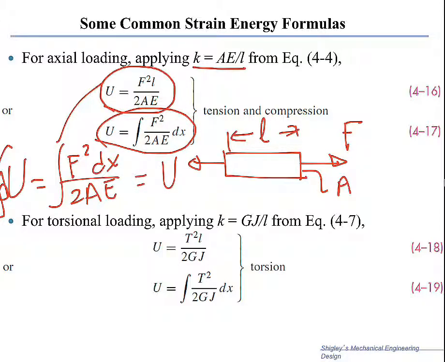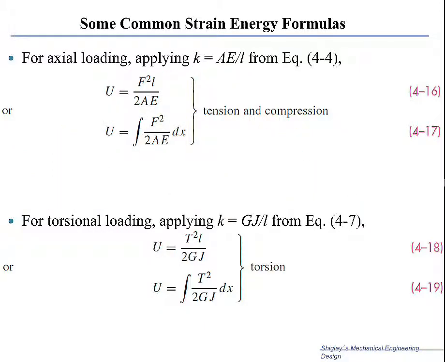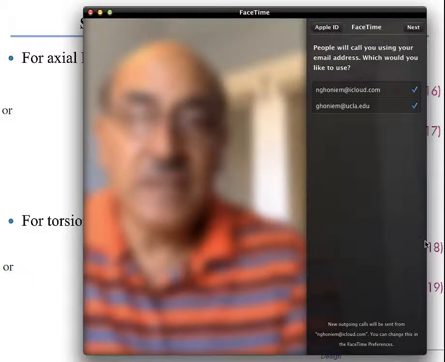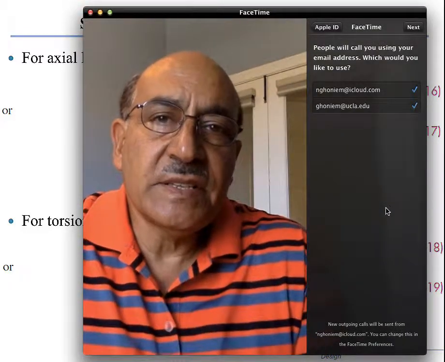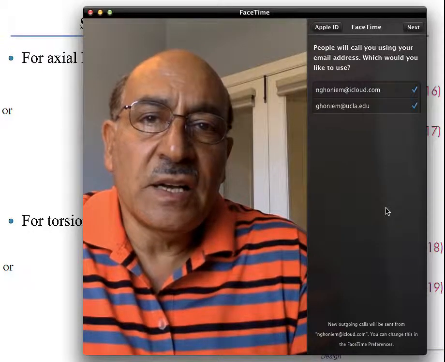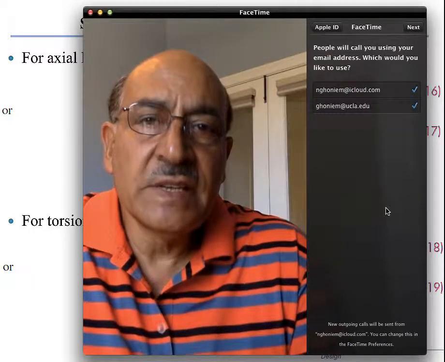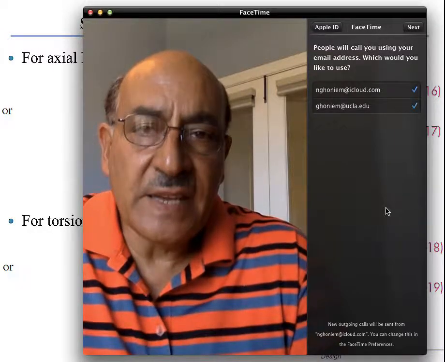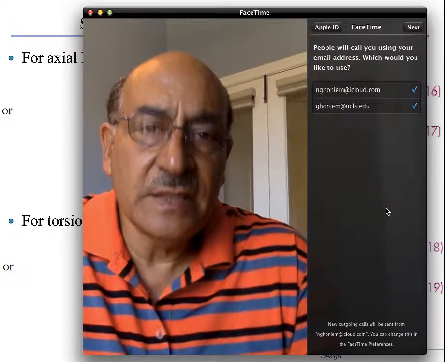This is the total U, the energy stored in the tensile member. So to summarize, the formula that we use for a tensile member is that the energy stored is equal to the integral of F squared over 2AE times dx, and then we integrate this over the length of the member. This is the procedure that we have shown for the simple tensile member: the energy stored will be the integral of F squared over 2AE dx.